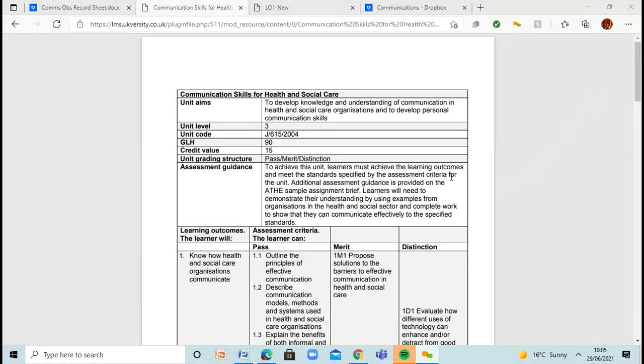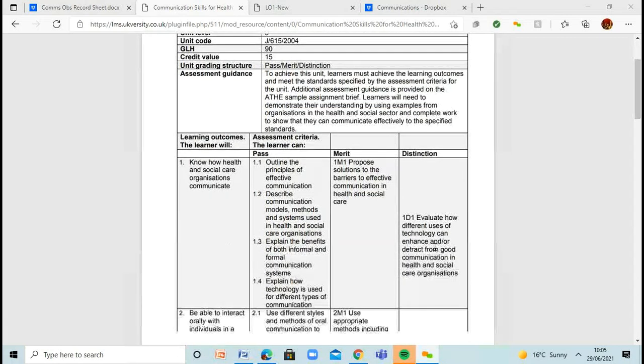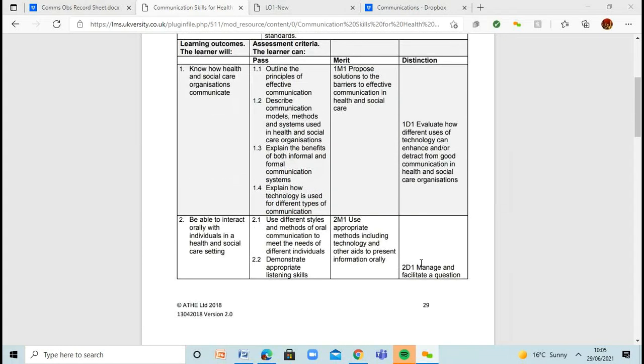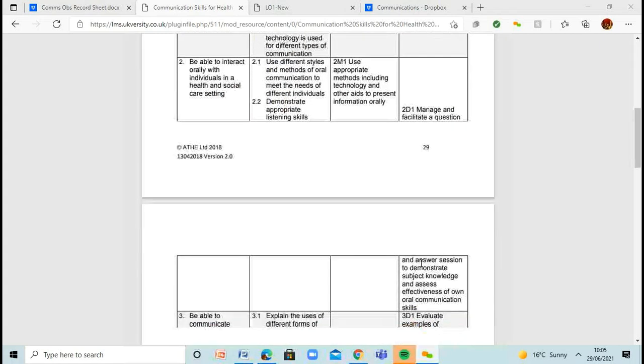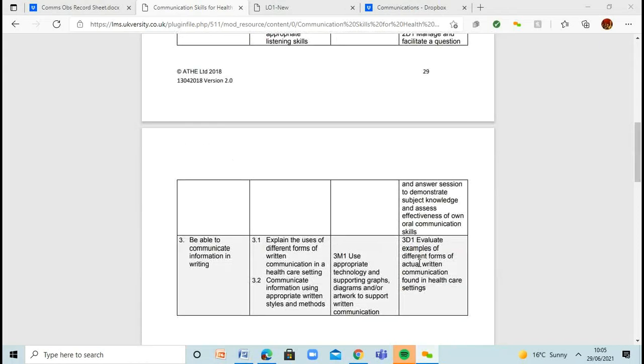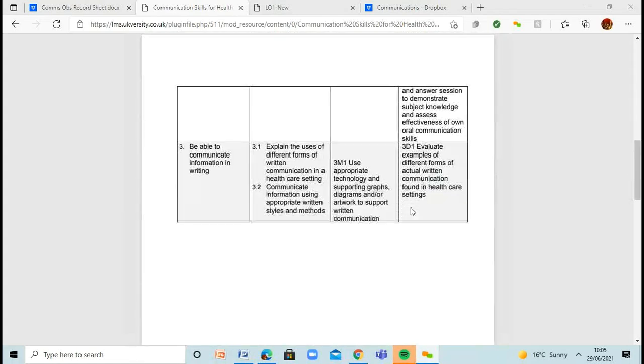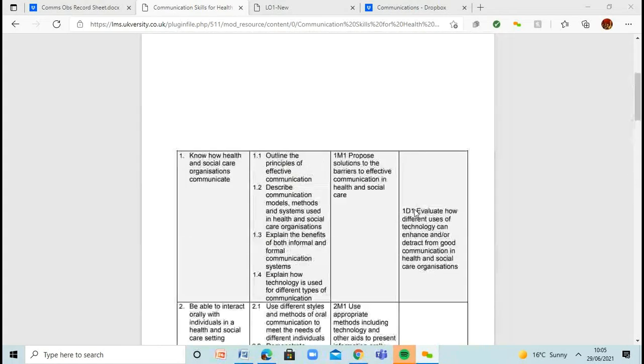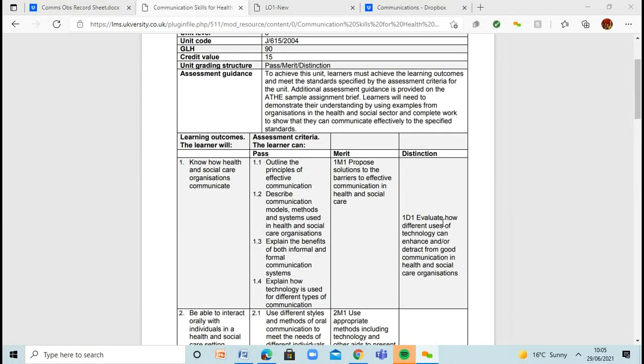So good morning. We're going to be doing communication skills for health and social care today. Now on this we have 3 learning outcomes. Learning outcome 1, which is know how health and social care organisations communicate. Learning outcome 2, be able to interact orally with individuals in a health and social care setting. And learning outcome 3, be able to communicate information in writing. We're actually just going to do learning outcome 1 today, and there's a fair amount of questions in here.